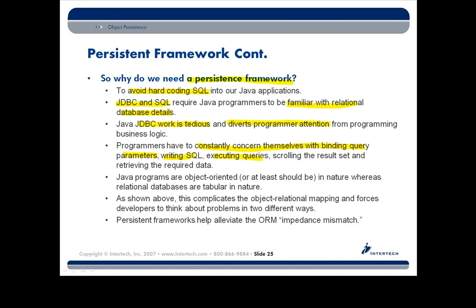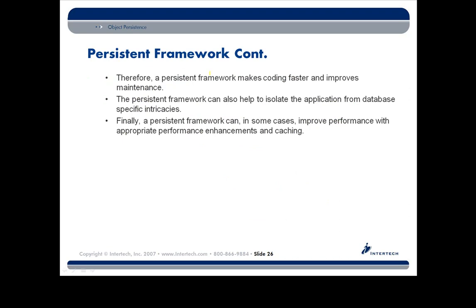And while it does help to bridge to some extent, again, those impedance mismatch issues, it's not always the best means for us to try to get things done quickly. As a matter of fact, again, somewhere between 30 to 70% of our time is typically spent in this kind of work. So persistence frameworks help alleviate this ORM impedance mismatch. A persistent framework helps make coding faster and helps improve maintenance. It also helps to isolate those application database specific intricacies.